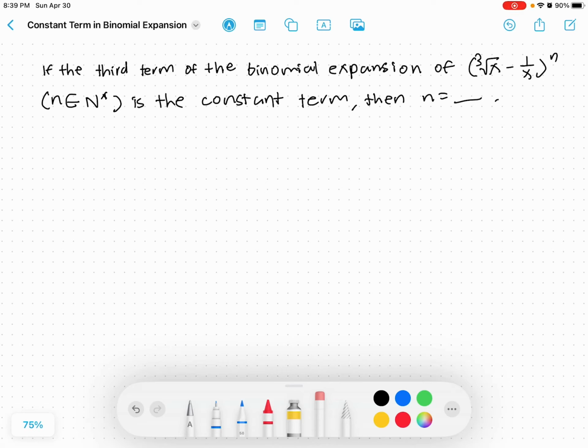In this video, I'll be discussing a problem involving constant term and binomial expansion. If the third term of the binomial expansion of (cube root of x minus 1 over x) to the power of n is a constant term, then n equals. Before we actually get into the problem, let's first see what this new symbol means. This weird symbol will mean that n is a positive natural number.